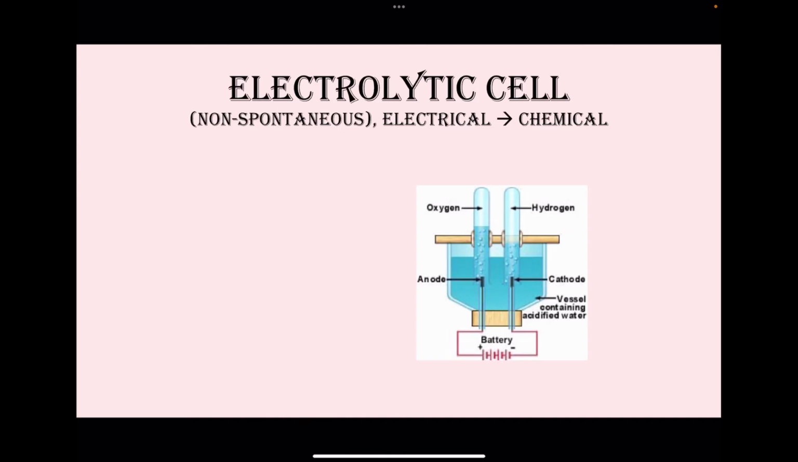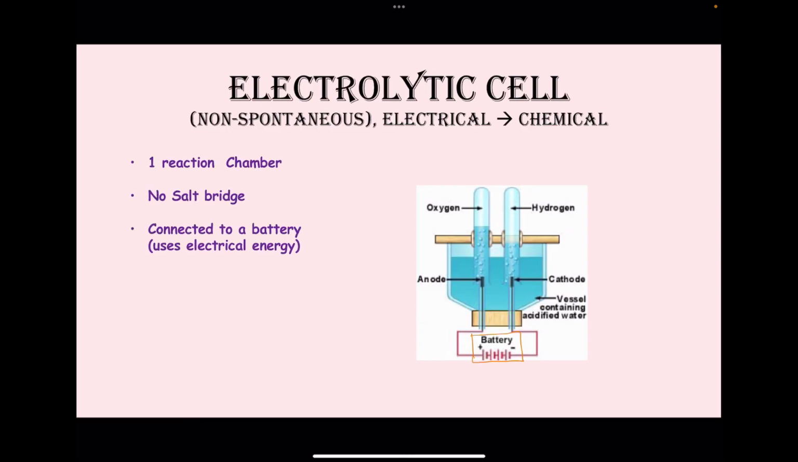So that was your voltaic cell. Now let's talk about the electrolytic cell so that we can compare both of them. At the electrolytic cell, we have a non-spontaneous reaction, and we need electrical energy to convert that into chemical energy. So whenever you see a battery present, that identifies that we are looking at an electrolytic cell, because we are using electrical energy.